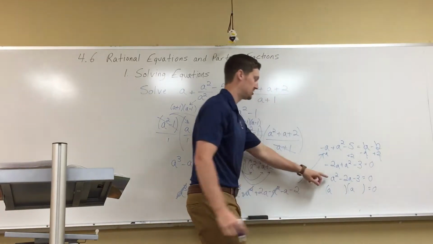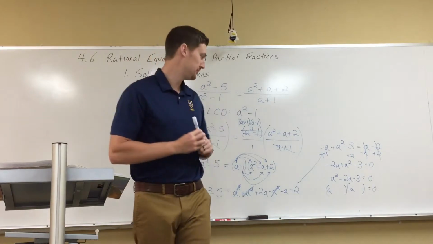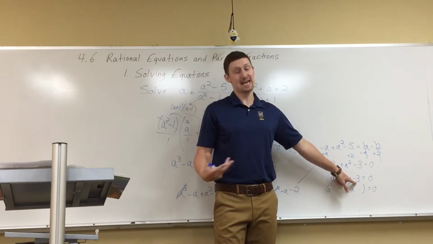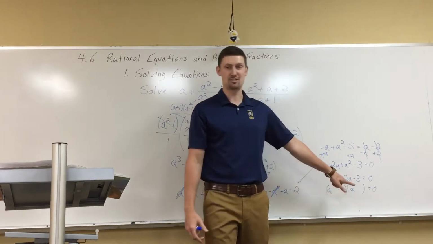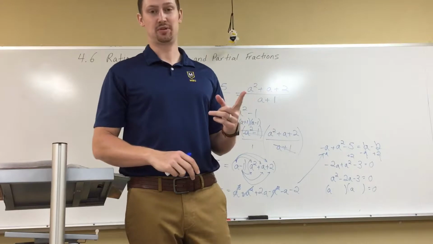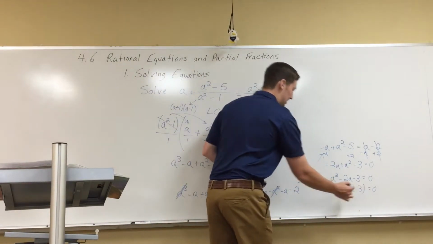The first term is just a times a, which is a squared. How do you factor? Hopefully you remember. What two numbers multiply to be a negative 3 and add or subtract to be a negative 2? Well, we only have one option for 3. It's 1 and 3. Could that give us a 2?